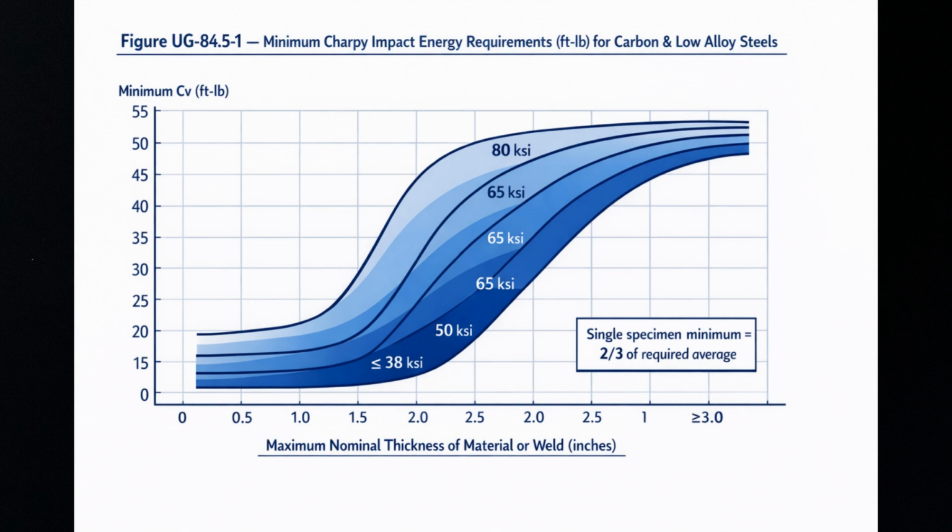UG-84.5 gives us the acceptance criteria. For table UCS-23 materials with tensile strength less than 95,000 psi, which covers most common carbon and low alloy pressure vessel steels, your impact energy must meet Figure UG-84.5-1. This figure is a graph, and you need to read it correctly. The x-axis is the maximum nominal thickness of your material or weld. The y-axis is the minimum average Charpy absorbed energy in foot-pounds. And there are separate curves for each yield strength level, from 38,000 psi all the way up to 80,000 psi.